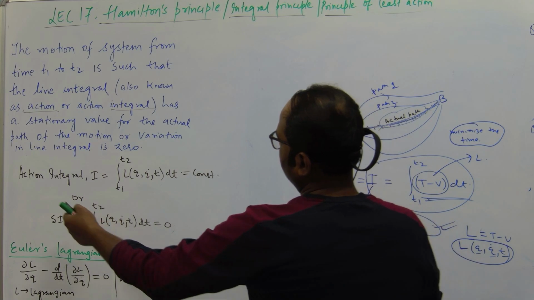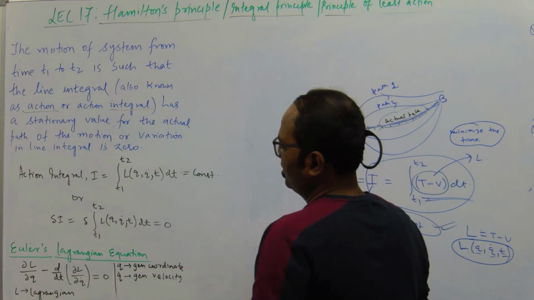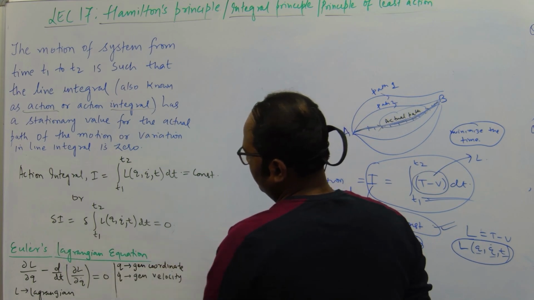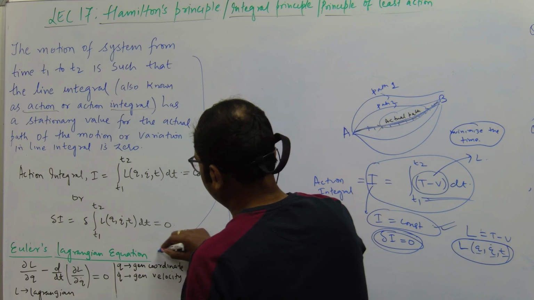So we have the action integral as either constant, or the variation in the value of the action integral is 0. Based on this concept, there is a derivation of the Euler-Lagrange equation.